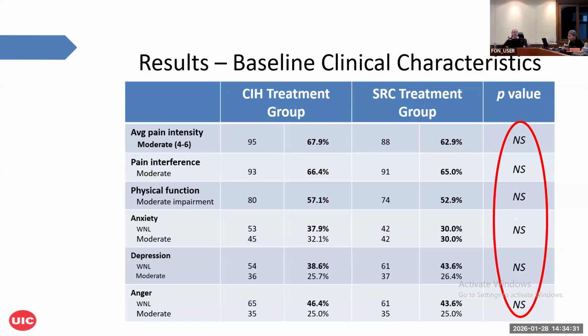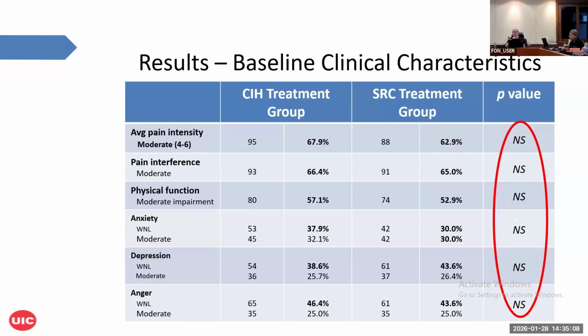Our average pain intensity was between 4 and 6, which is moderate. The pain interference was moderate. Physical function impairment was moderate. And that's, remember, if you looked at our inclusion criteria, we were hoping to see that they were having this pain right now as well as chronic pain. So this is exactly what we would expect.